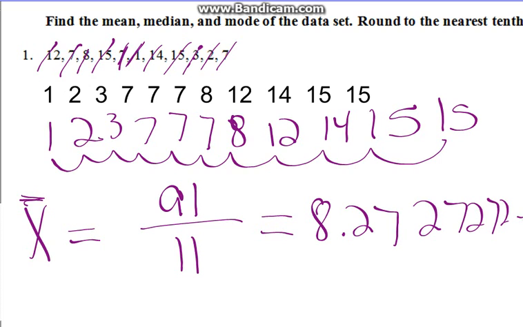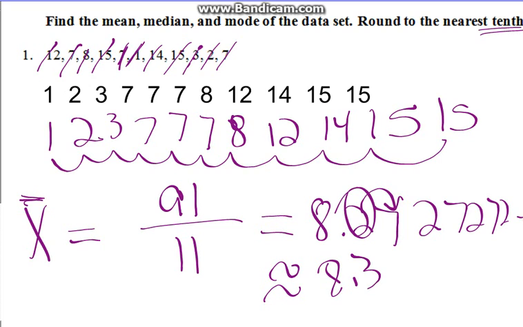When you divide 91 by 11, you get 8.2727272, and so on. It says to round to the nearest tenth, which is 1 decimal place. That means look at the next position. It is 5 or higher, it is actually higher than 5, so we're going to round up. This becomes approximately 8.3. And that's our average, our mean.